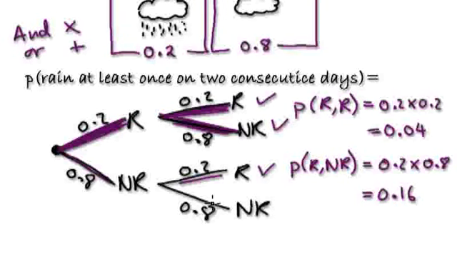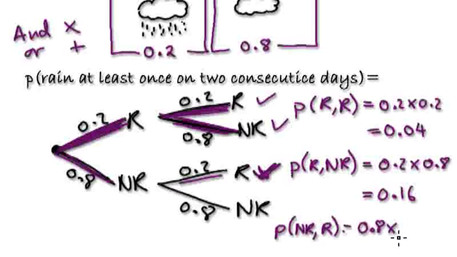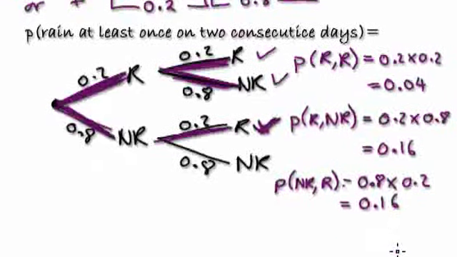Also we need this branch here. This branch will be the probability of not rain, then rain. So we go down here, which is 0.8 times 0.2, because we need this to happen and this to happen. So basically this whole branch, we times the two. So this becomes 0.16.